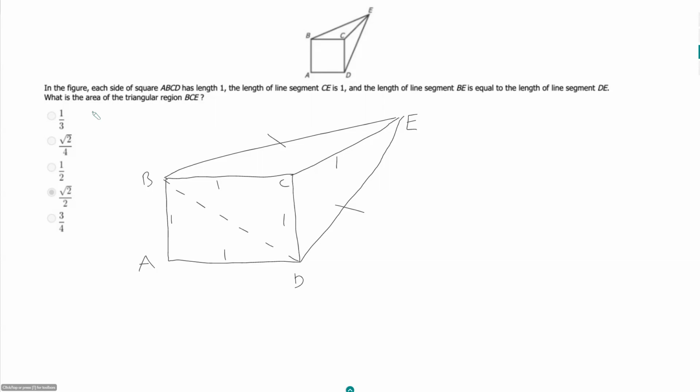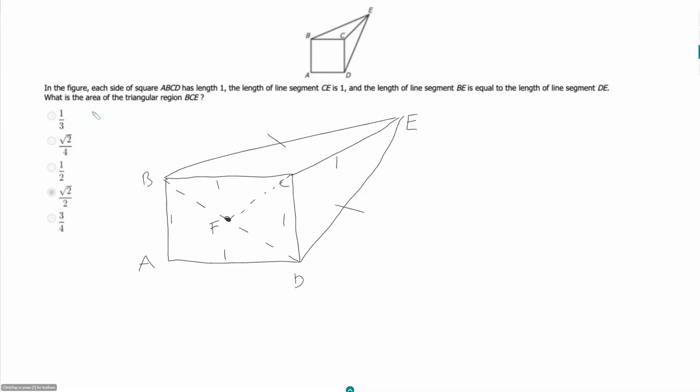And so with that, let's start thinking about how can we find BCE. We don't know this angle here, so we can't do something like 1/2 base times height. But I can draw another imaginary line here, so I'm going to make a new point that I'll call F. We'll say F is the center of the square. So if I have this new point here, then I draw a line connecting F to C.